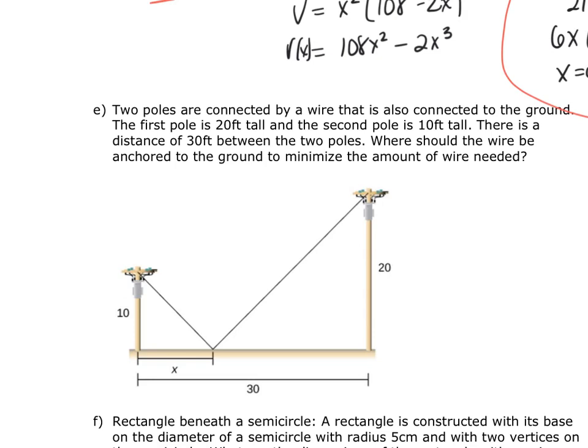So the first thing I have to do is figure out what my constraint is. What is my constraint on this one? Well, what is the equation I want to minimize or maximize? Distance anchored to the ground. So I want to minimize or maximize the length, right? The length of the wire needed. So I want to minimize the amount of wire needed. So I need to minimize this thing plus this thing. Those are the two things I need. When I add them together, that's the amount I need to minimize.